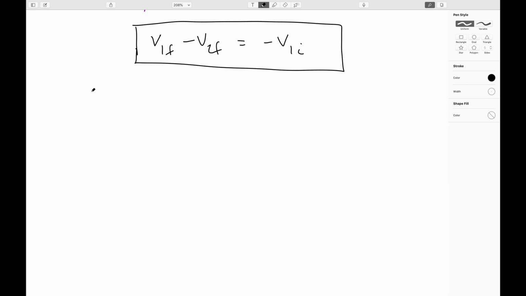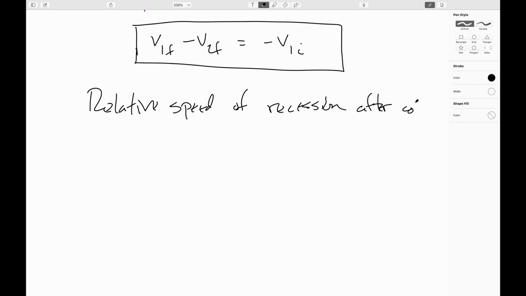So what we get is that the relative speed of recession after the collision equals the relative speed of approach before the collision. So I find this a really useful result to have hanging around.